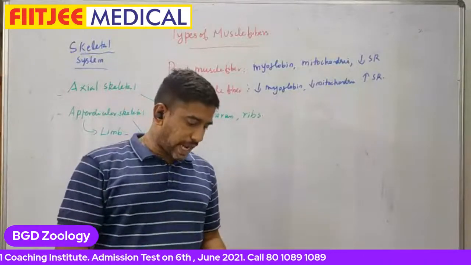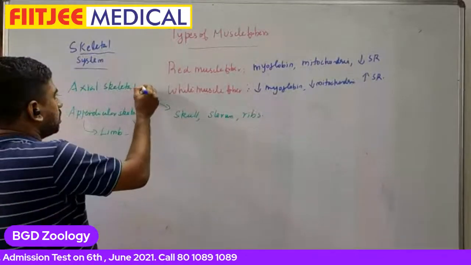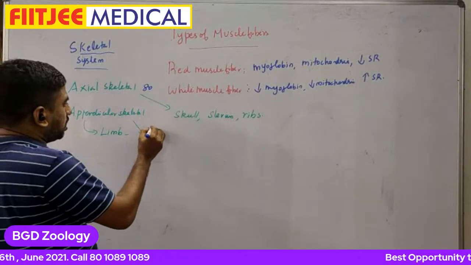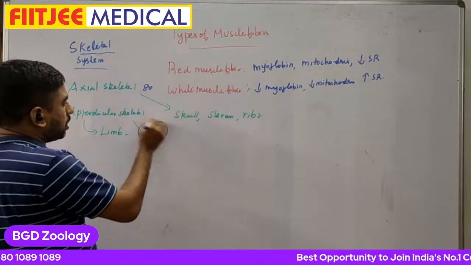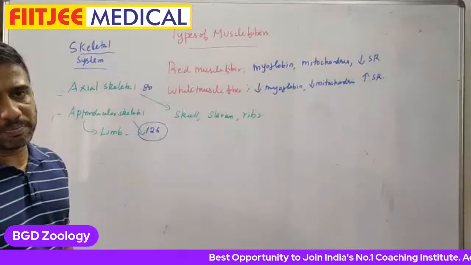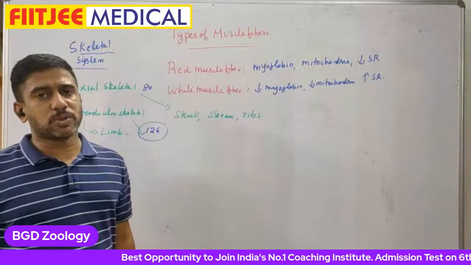If you consider the axial skeleton, around 80 bones will come. The other one will come around 126 bones. So that part also, please remember.